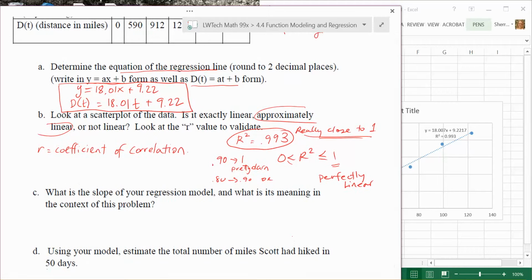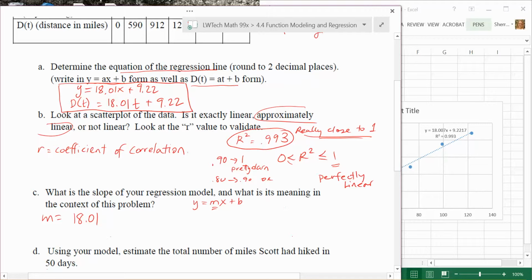The next question asks us to find the slope of our regression model and then describe what it means in the context of our problem. Recall, if you think of our general equation, we think of y equals mx plus b, and our slope is always the coefficient of the x term. If we look up here then, that means that 18.01 is my slope. Well, what does that mean?